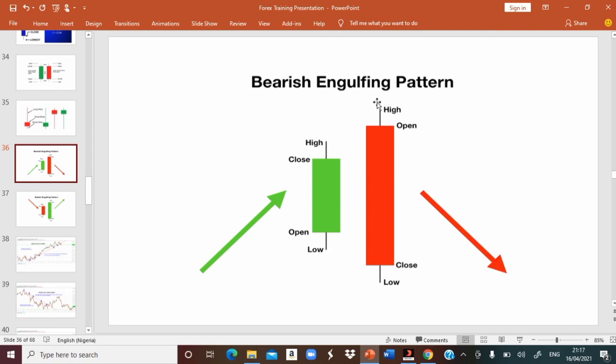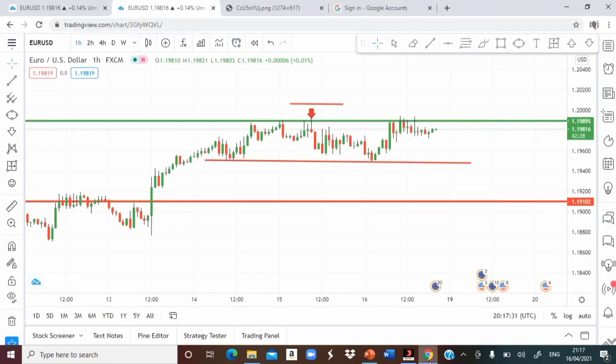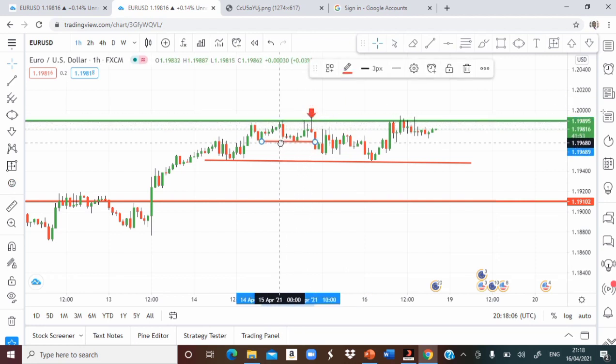The need for you to know these candlesticks. Once you see this kind of bearish engulfing on the zones you have drawn, look at this again. This is bearish engulfing. Bearish engulfing means that this one completely engulfed this small one. So you can also do sell stop here.